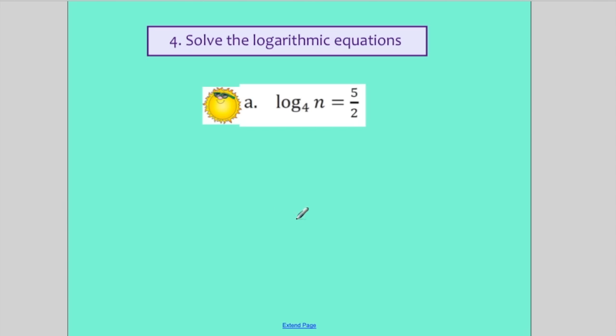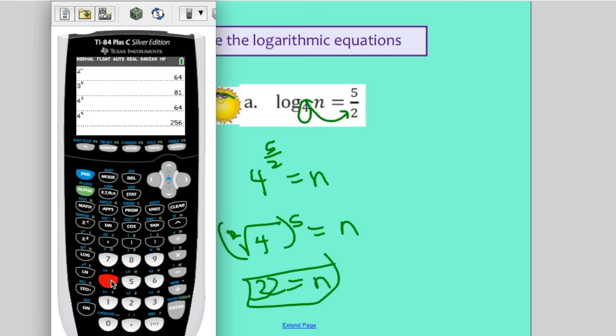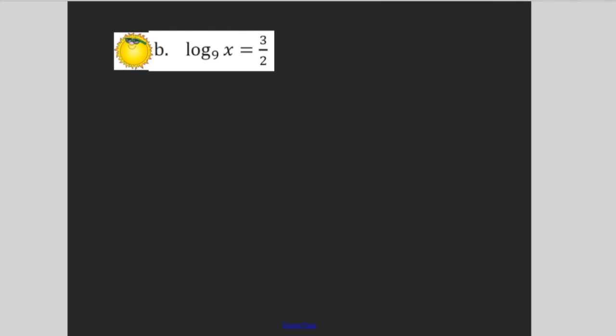So let's look at number 4. It says solve the logarithmic equations. It would be 4 to the 5 over 2 equals n. Okay, so remember our rules of exponents. If it's like this, it's really the square root of 4 to the 5th equals n. So the square root of 4 is 2. 2 to the 5th is 32. If you're ever not sure and you want to just check your answer, you can type it in. It'd be 4 to the, and if your calculator doesn't go up in the little exponent like mine does, you would have to actually put parentheses around this fraction, which gives me 32. So there it is, just to double check my answer.